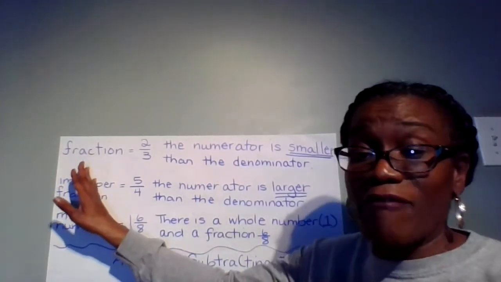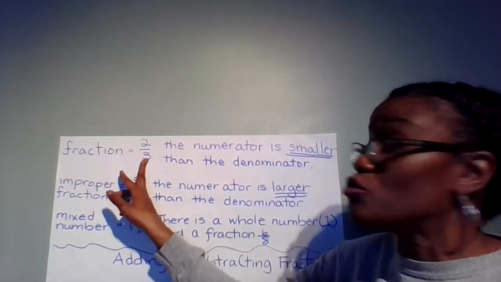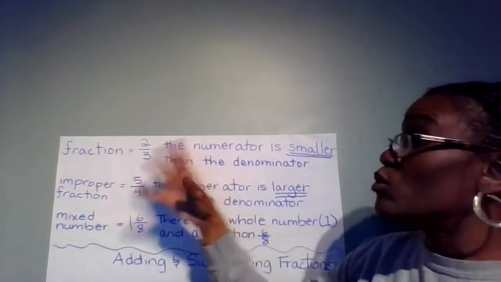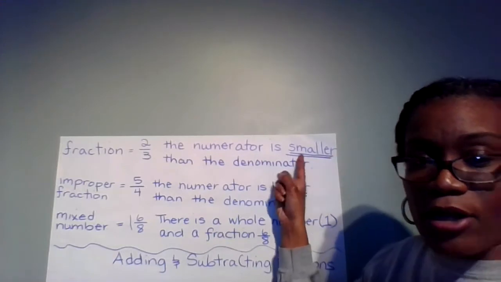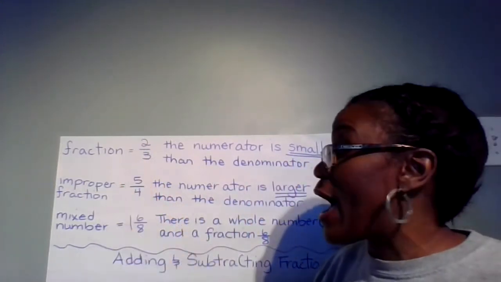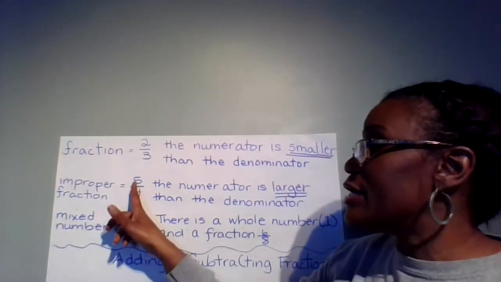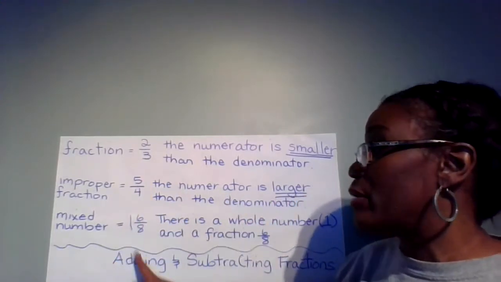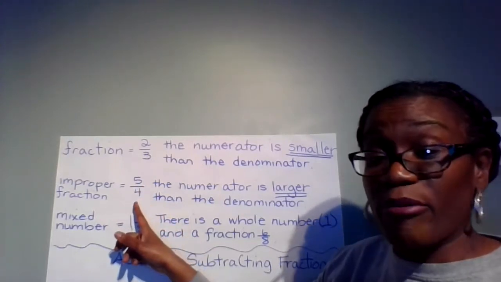So, of course, we have a fraction, and our fraction that I am using as an example is 2/3. On a regular fraction, which is part of a whole, the numerator is smaller than the denominator, hence 2/3. Now, an improper fraction is where the numerator is larger than the denominator. So 5/4 is an improper fraction.